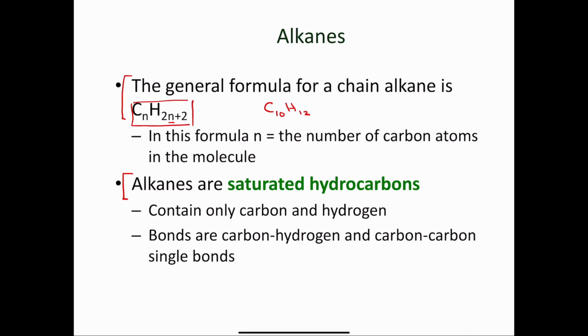It's also important to note that the bonds in alkanes are carbon-hydrogen and carbon-carbon single bonds. So we only have single bonds in alkanes. There are no double bonds and no triple bonds. When we have a hydrocarbon with a double bond, we call that an alkene. And if we have a hydrocarbon that has a carbon-carbon triple bond, we call that an alkyne. But that's for another video.